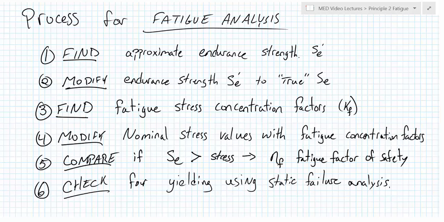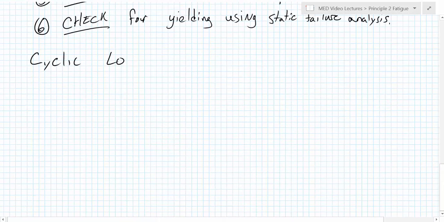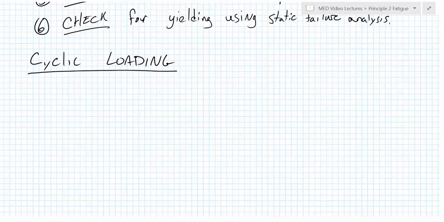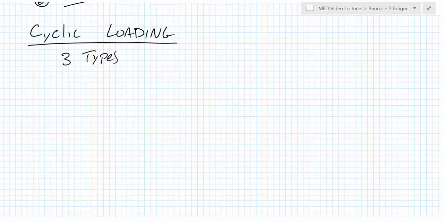Finally, I'd like to take a look at cyclic loading. Cyclic loading is what's going to be causing our fatigue failure analysis. So what we need to do is characterize this type of loading, because some types of stress are going to be much easier for us to understand, and some are going to require a slightly more complicated approach. So there are, in general, 3 types of cyclic loading. The first one, which is what we'll start with, is the easiest. It's called fully reversed.